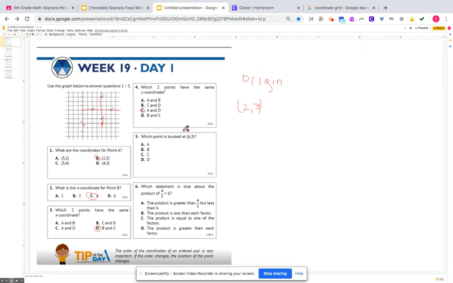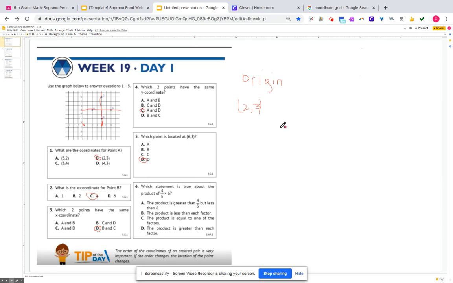Number 5, which point is located at 6, 3? So remember, we're going over 6 to the right, then up 3, and we see that point D is located at 6, 3. Okay, so that takes care of our coordinate plane questions.